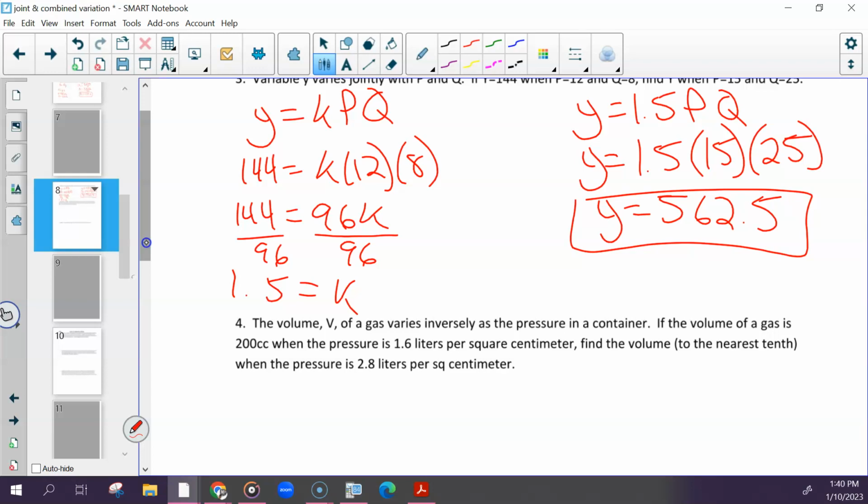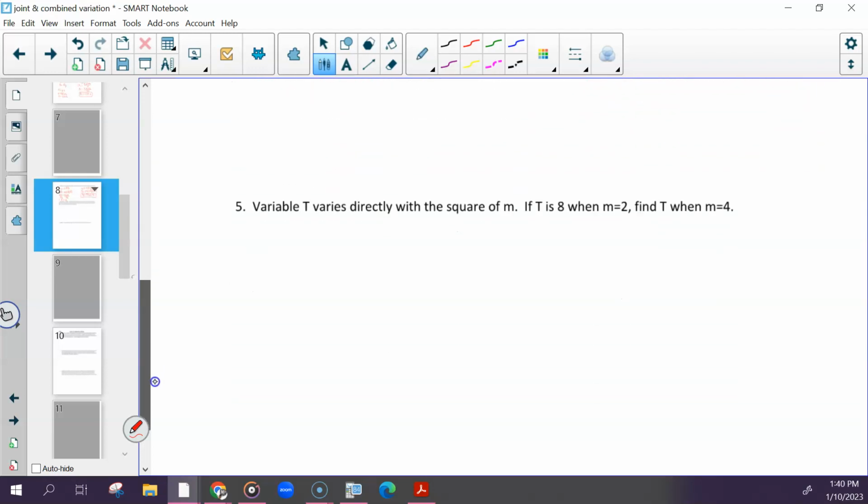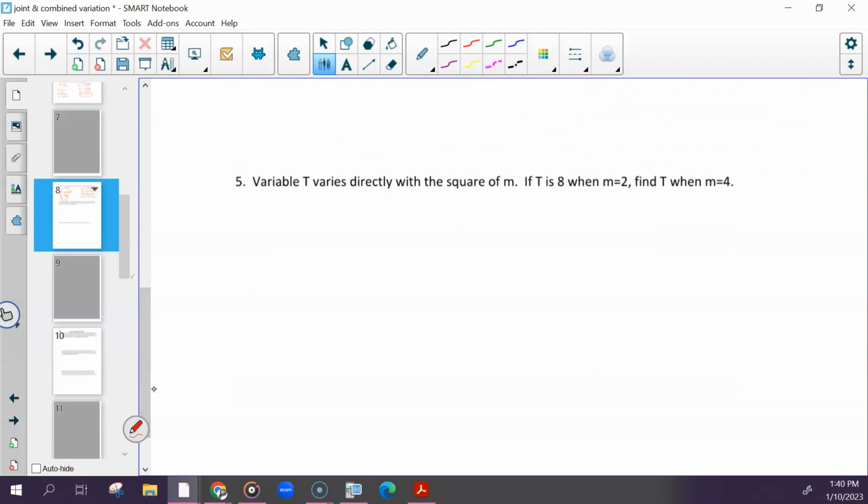We're going to skip 4 and go on to 5. So variable t varies directly with the square of m. How would we set this up? Eva? You're missing something? K m squared. T equals k m squared. Take the numbers you're given, put it in, start solving for k.